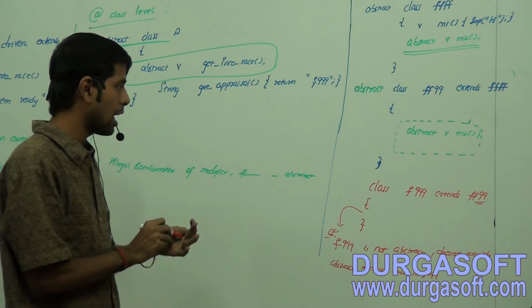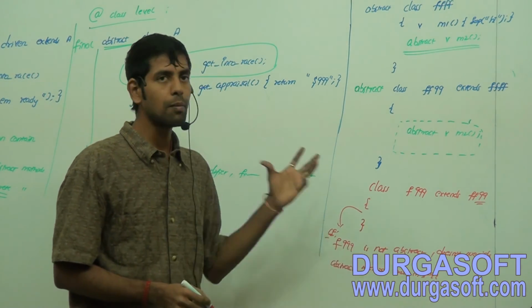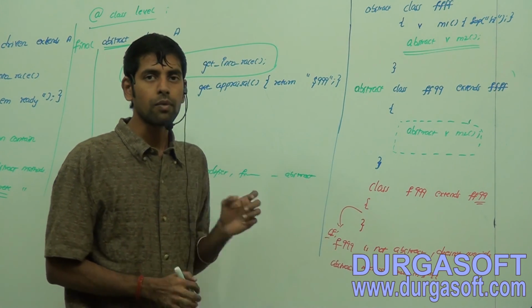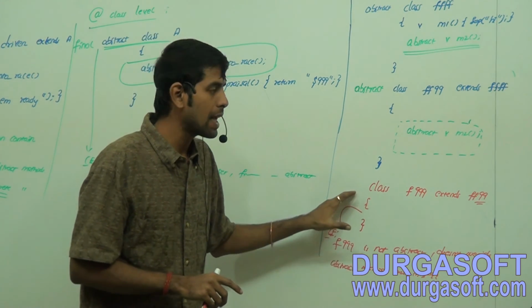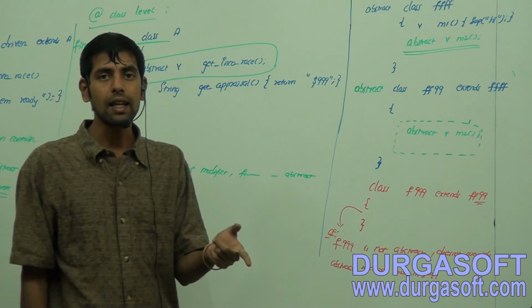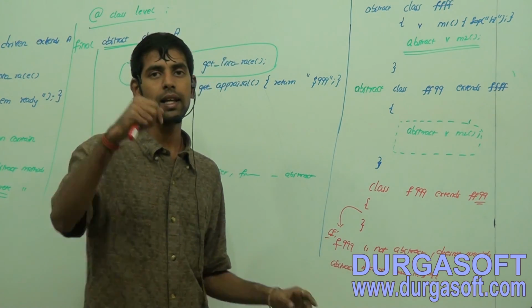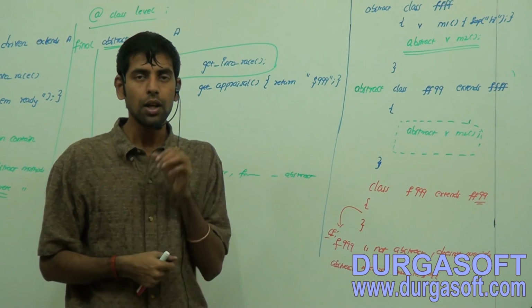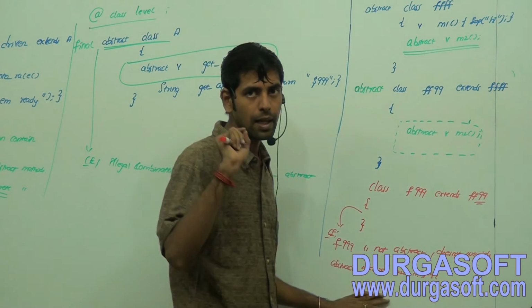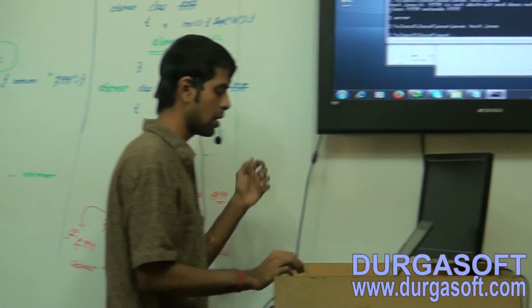So to avoid that compile time error, what do I have to do? Either you have to declare it abstract. If it is an abstract class, the meaning is that the next level child is responsible for giving the implementation. Otherwise the same compile time error will be here.